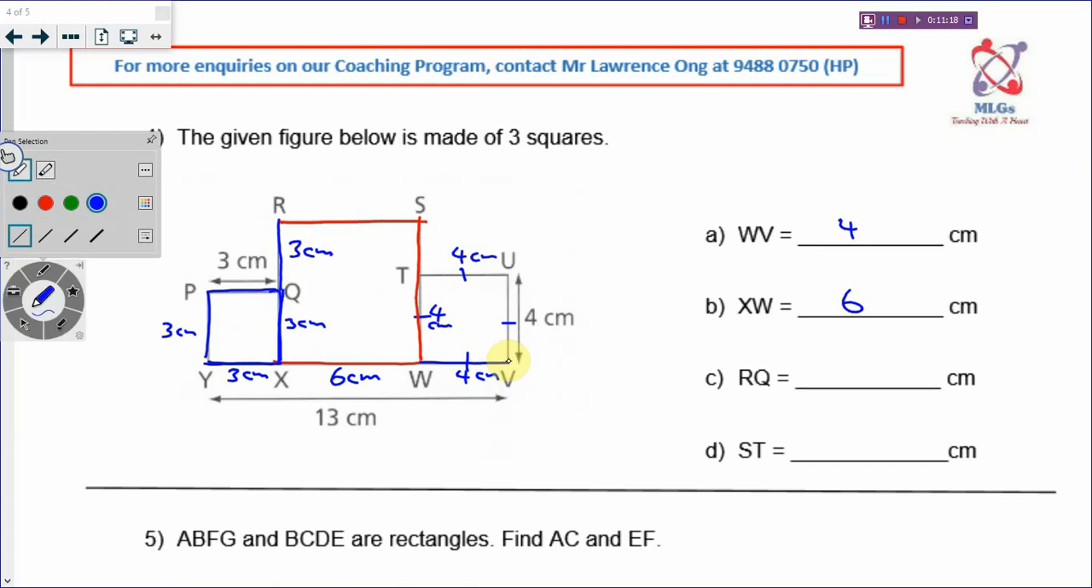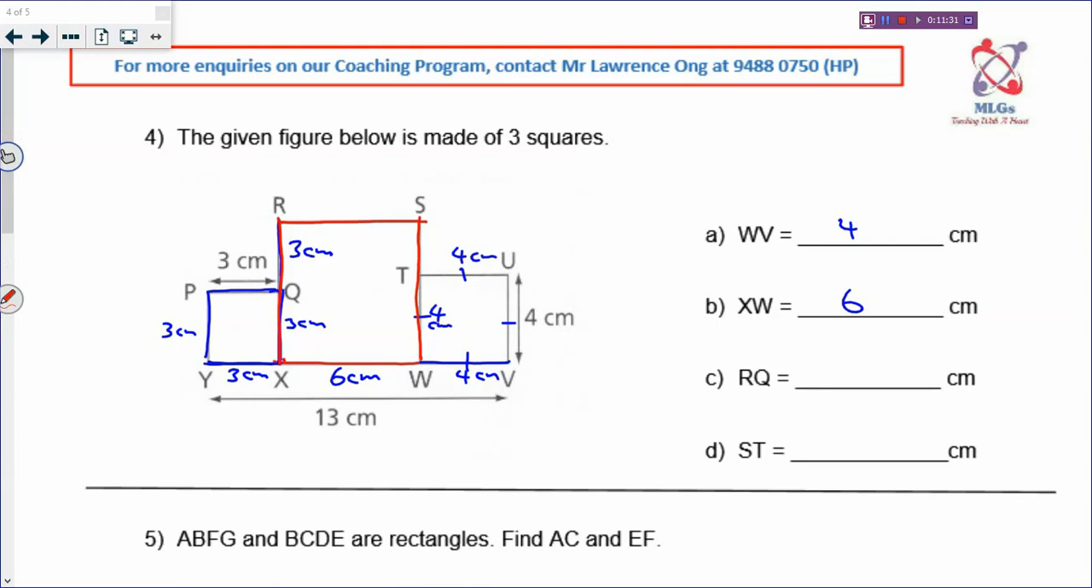Why 3? Because if you look at the very big square, every side is 6 cm, right? So 6 cm, and you minus QX, which is 3, and you will get RQ, which is another 3. So your RQ is 3 cm. If you are confused, you may want to play back again and watch it one more time.